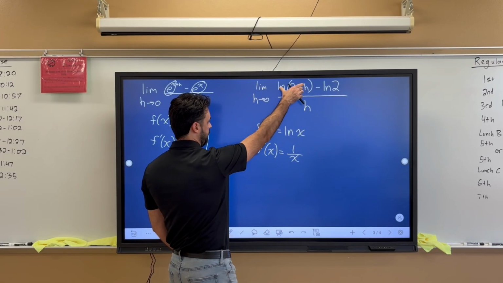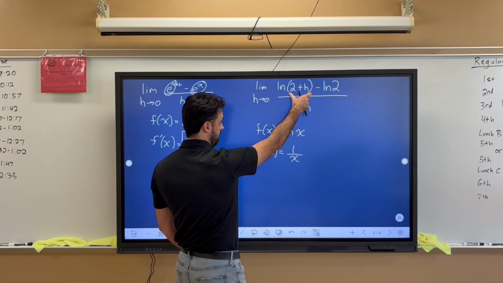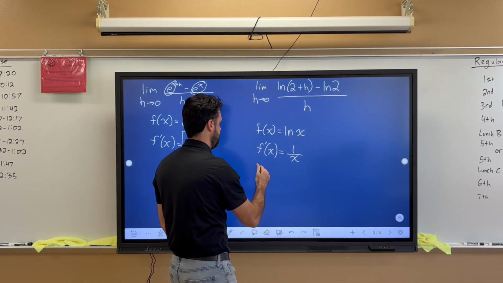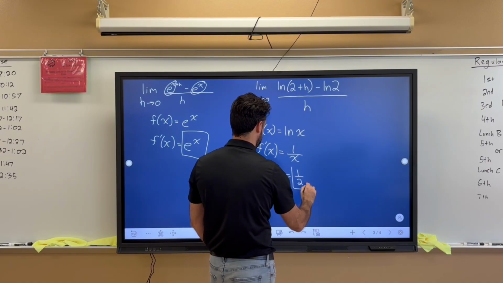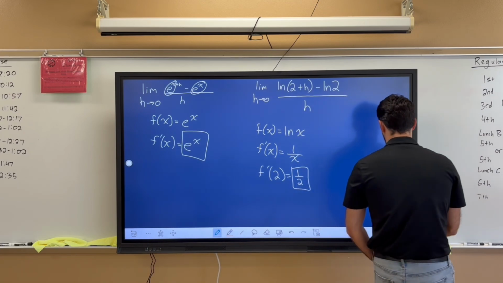All right, and so I want us to first take the derivative of the function. All right, we have our derivative. Now we can plug in 2. F prime of 2 is just 1/2. All right, one more.